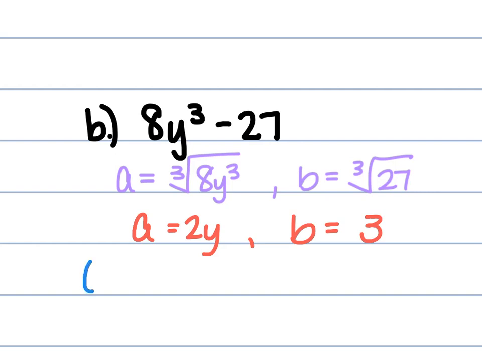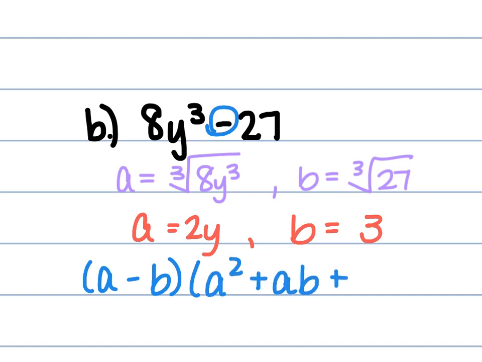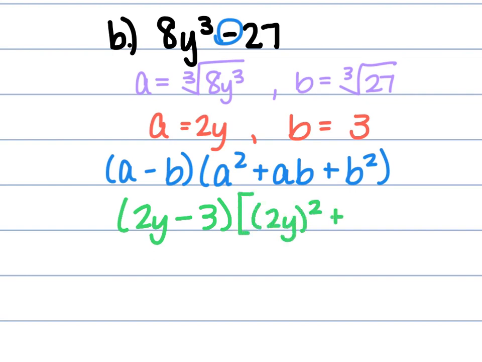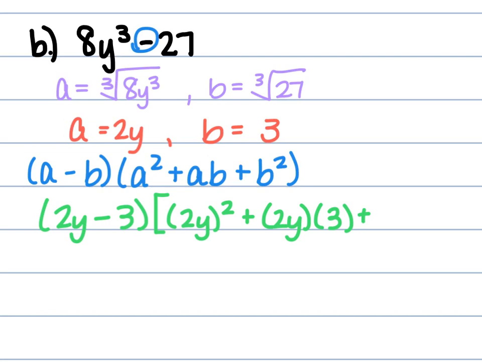So again, we're using the formula. There's a negative there. We're going to start with a negative, a minus b times a squared. Opposite of negative is a plus, ab plus b squared. So fill in here. So the a is 2y, the b is 3. So this is going to become 2y minus 3 times, I'm going to make this a bracket, 2y squared plus a, which is 2y, times b, which is 3, plus 3 squared.